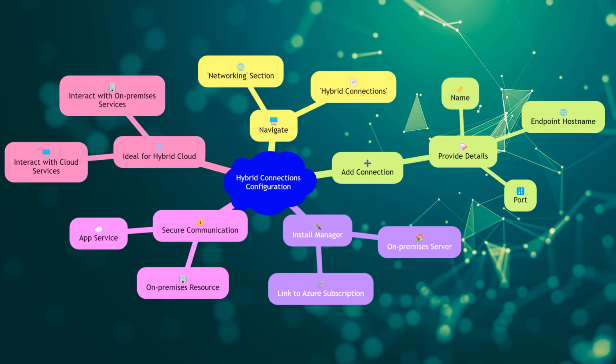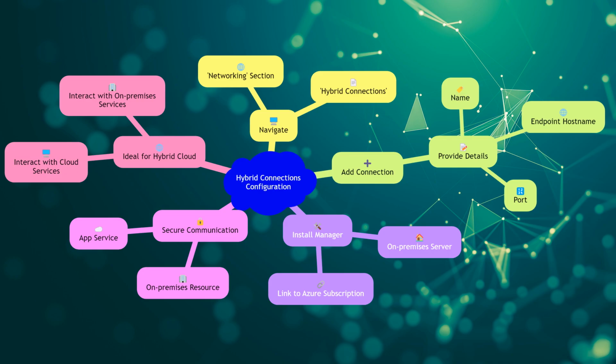To configure hybrid connections, navigate to the networking section of your app service and select Hybrid Connections. Click on Add Hybrid Connection and provide the necessary details, such as the name, endpoint hostname, and port. Install the Hybrid Connection Manager on your on-premises server and link it to your Azure subscription. Once configured, your app service can securely communicate with the on-premises resource.